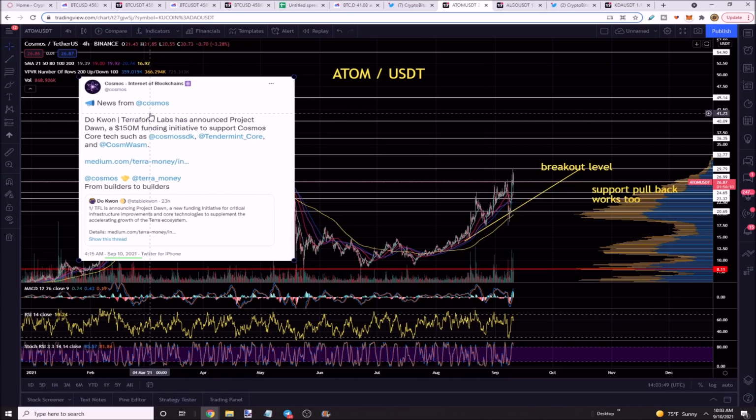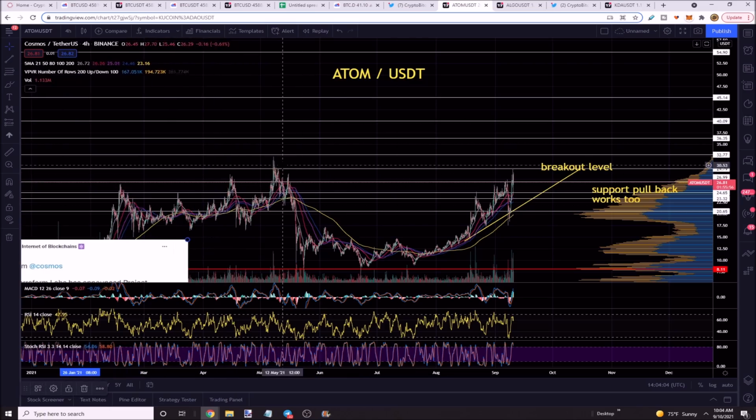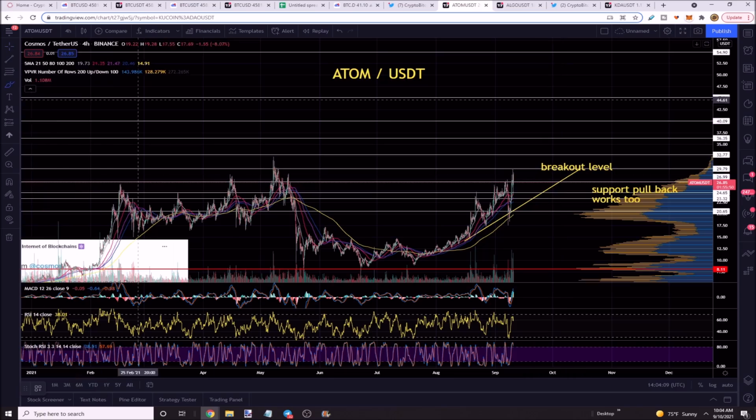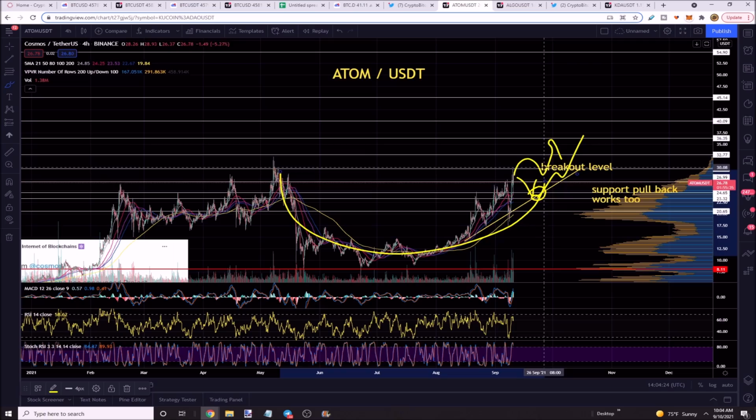I got a couple setups for you guys. So Atom came out with this news, and Terraform Labs announced Project Dawn, which is a $150 million funding initiative to support Cosmos core technology. So this is big, and Atom has a solid technical pattern, right? It's got this huge rounded bottom, and really your breakout level is about $30, but you want to see a good solid break and retest. Now, if Bitcoin pulls back and you get the opportunity to enter on a bounce down here, a support pullback, as long as Bitcoin bounces, this will bounce too. And then if Bitcoin does continue higher, this is a rounded bottom, right? With a breakout above $30, you could see $50 Atom. So pay attention to this idea.